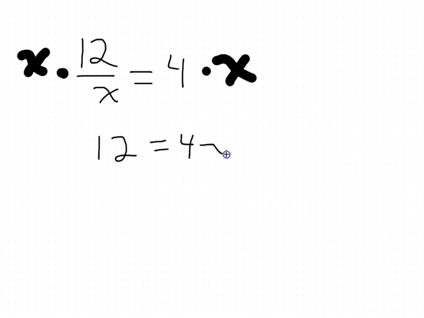And this leads us to what we just solved earlier. 12 equals 4 times x. To solve for multiplication, we use division. So 4 divided by 4 is 1. 12 divided by 4 is 3. 3 is equal to x.